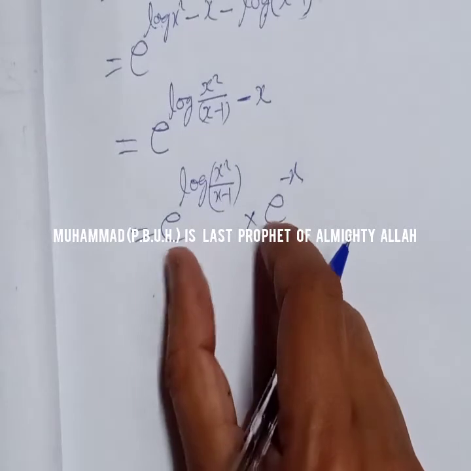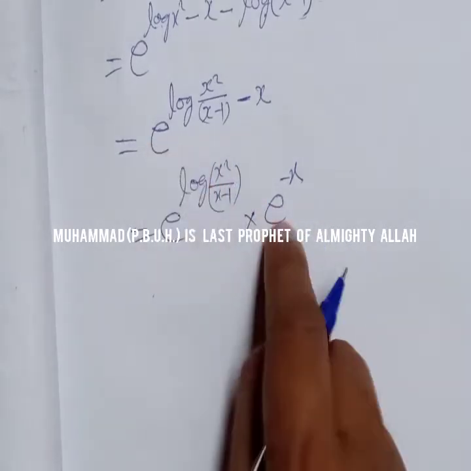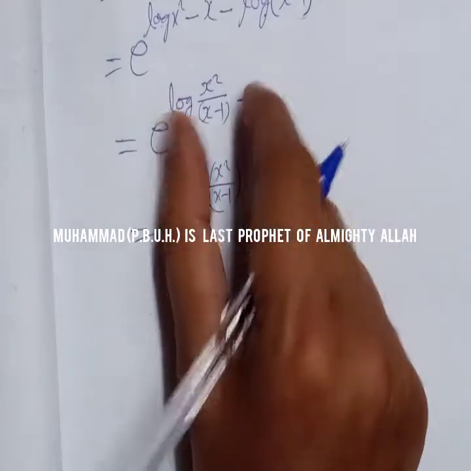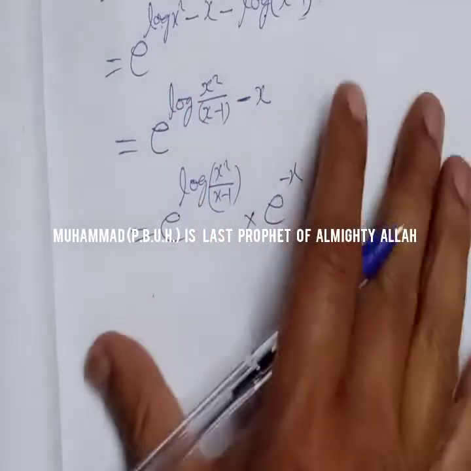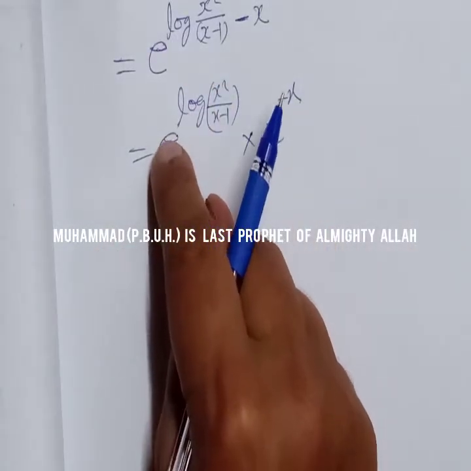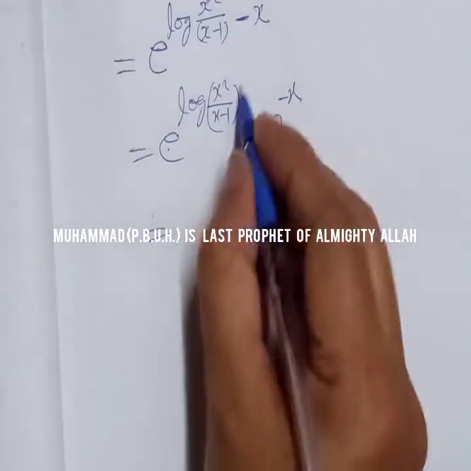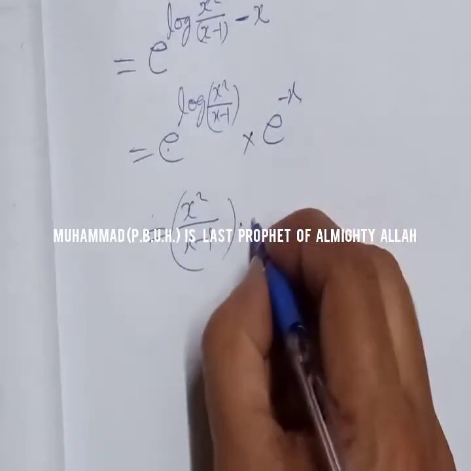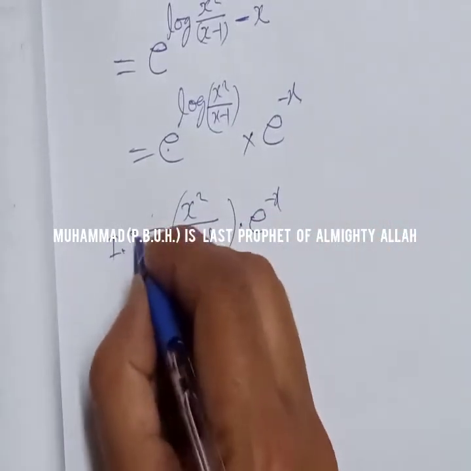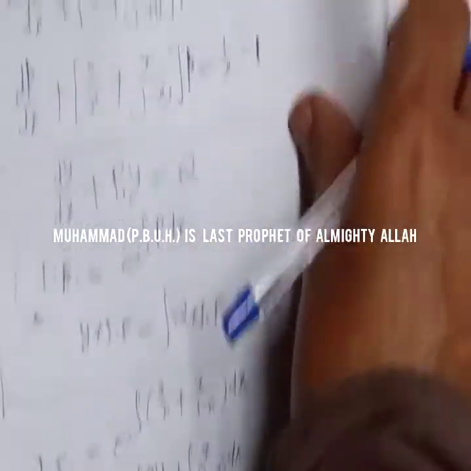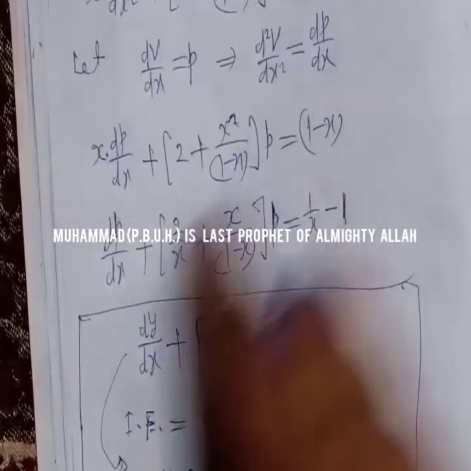If we combine these, we write e and add up these terms. We know that e to the power log cancels out, and only this value remains: x square upon x minus 1 multiplied by e to the power minus x. It is the value of the integrating factor. Now we should apply this formula, but here y is replaced by the dependent variable p.